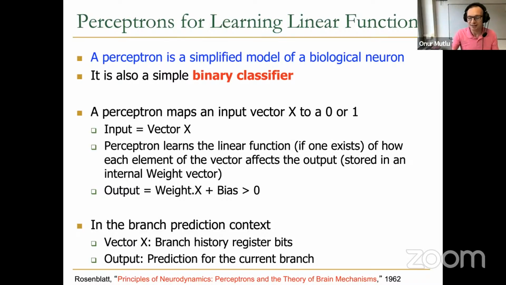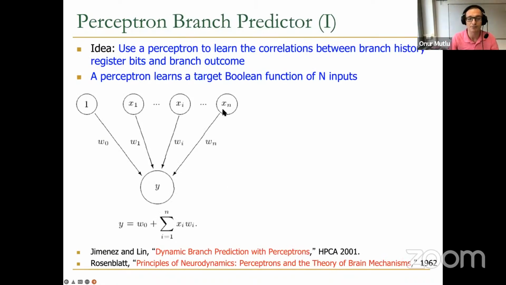So basically, it's relatively simple once you understand. And this is the example of a perceptron. You can see that we have the X vector over here. Weights are the ones that are trained based on inputs, and Y is our output, basically. Whenever you see the bits in the history register, you multiply them with the weights, and then you compare the result to 0. If it's greater than 0, you predict taken. If it's less than 0, you predict not taken, basically. And that's the idea. The high-level idea is to use a perceptron to learn the correlations between branch history register bits and branch outcome. And as I said, a perceptron learns a target Boolean function of n inputs.